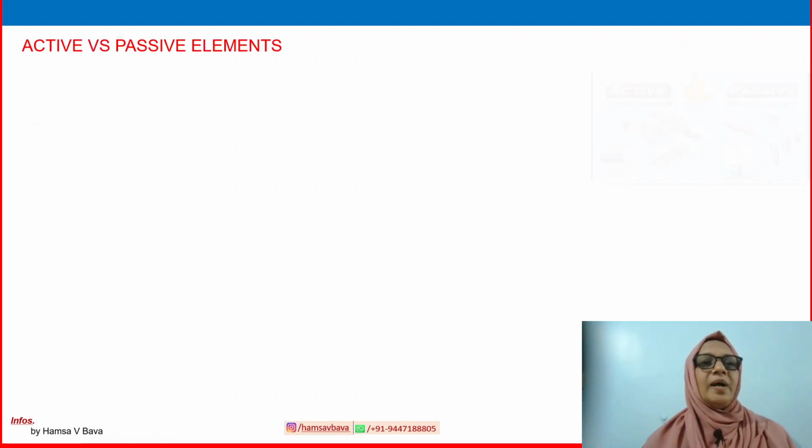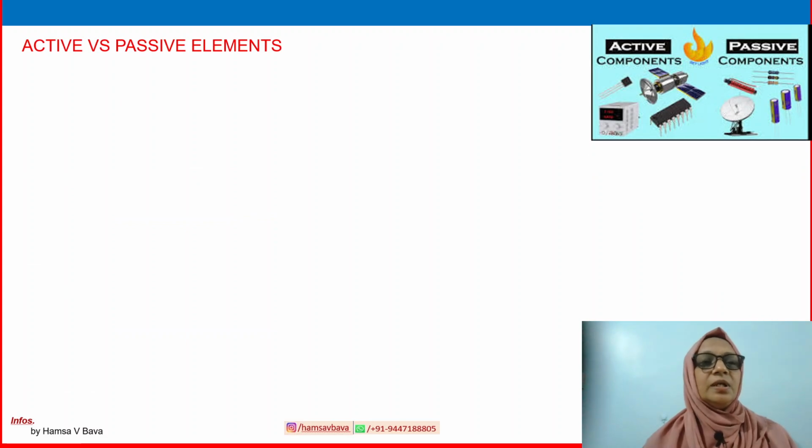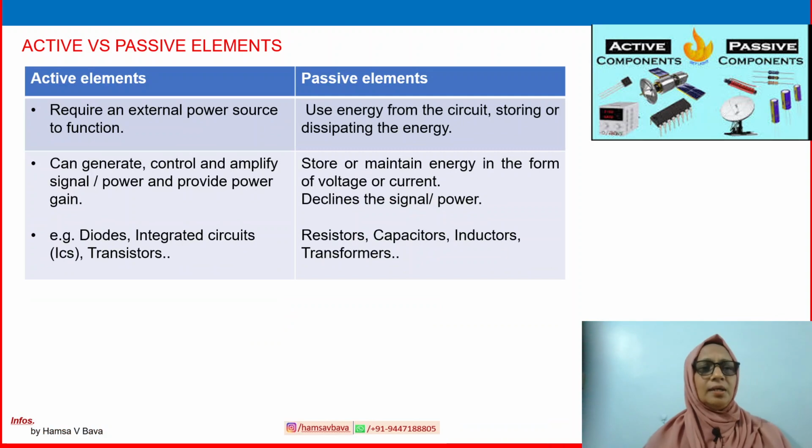Then we can see the basic comparison between active as well as passive elements. These active elements require an external power source to function. In the case of passive elements, they use energy from the circuit, storing or dissipating the energy. Active elements can generate, control and amplify the signal or the power and provide power gain. Then what about the passive elements?